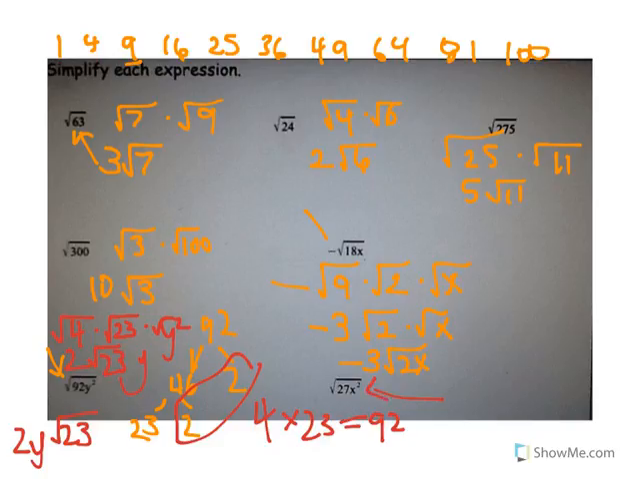This one here, same sort of idea. I'm going to break this down to 9 and 3, and then x squared. So this is just going to be 3x times the square root of 3.